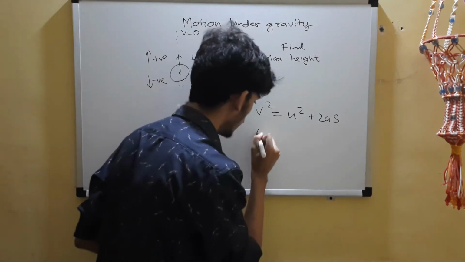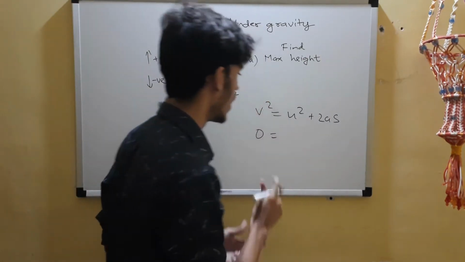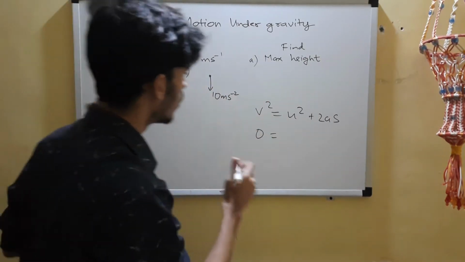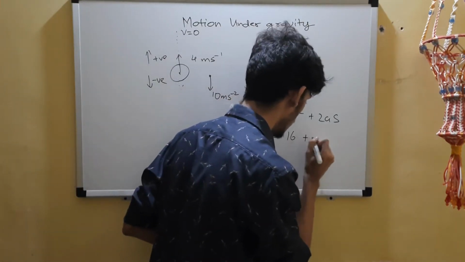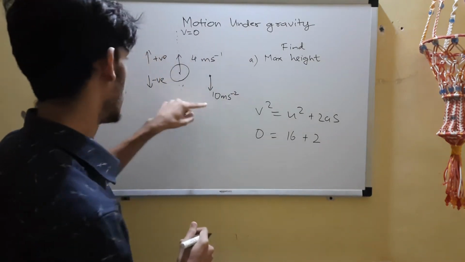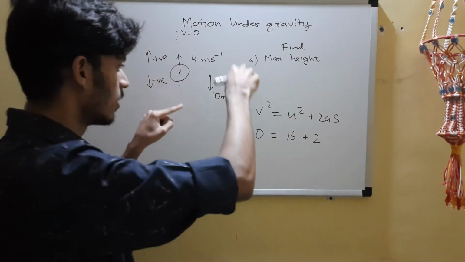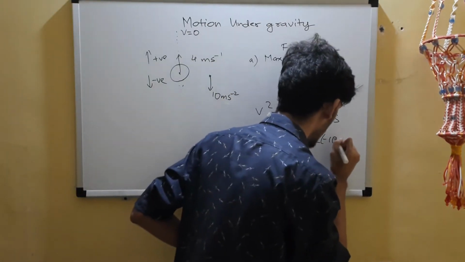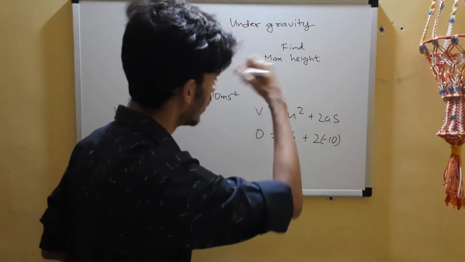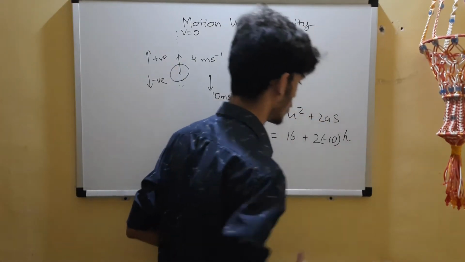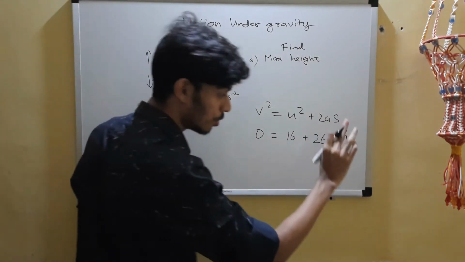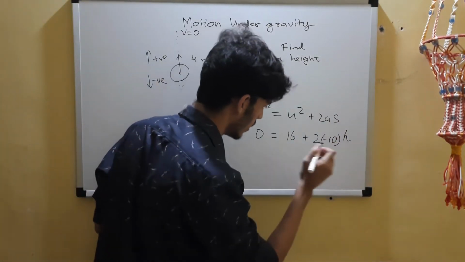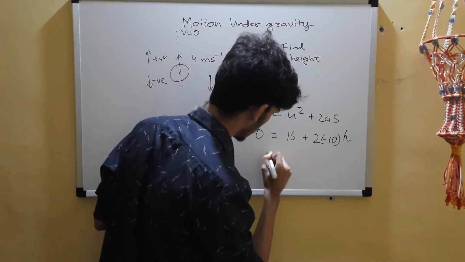The final velocity becomes 0 when it reaches the maximum height. u squared is 4 in the upward direction, squared, so 16. And you have 2 times a, which is minus 10 in the downward direction, times s, which is the height that you want to find. Let's name it H. You can see that it will be in the positive direction, though you don't have to substitute the sign here for the variables.